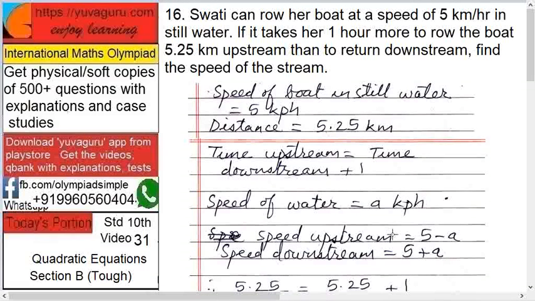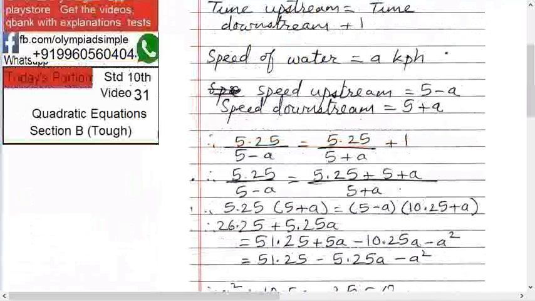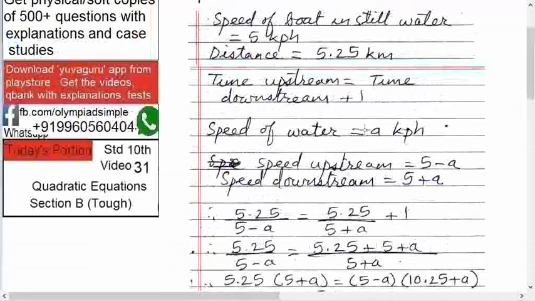So the speed upstream equals, here the water speed is a and the still water speed is 5 kilometers, right? So what will the speed upstream be? It is going against the stream, so 5 minus a, and the speed downstream equals 5 plus a, right? Now we have to compare times, because it is given that time is important. This is the equation we have to focus on.